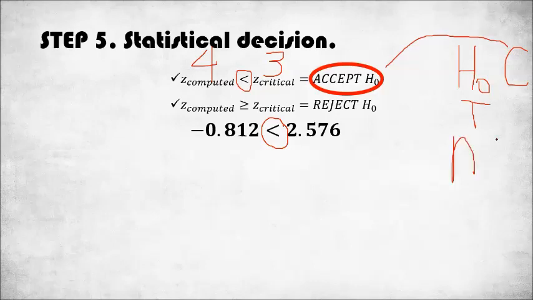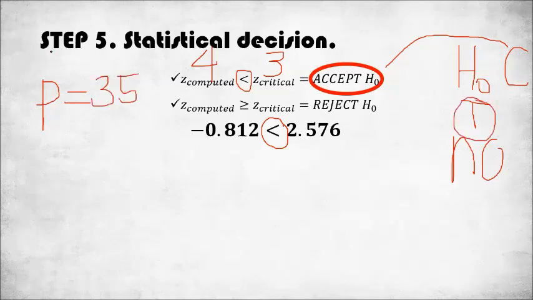The answer is no. Why? Kasi na-prove natin na ang ating hypothesis or null hypothesis na P is equal to 35% is true. Tama? Napatunayan natin na walang significant difference between the population proportion and the sample proportion. That's why we are going to accept the claim that is the null hypothesis.